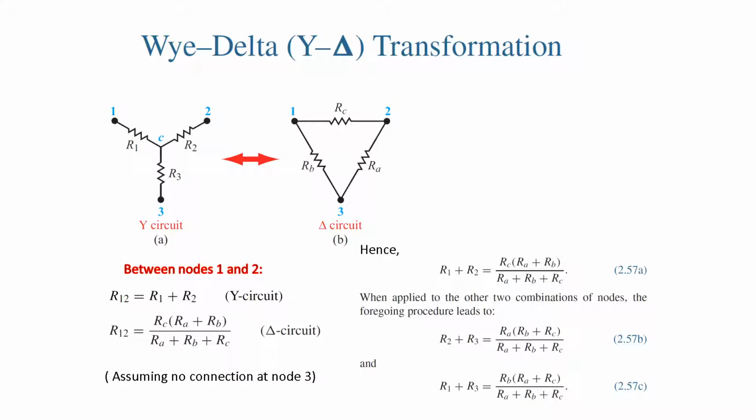The Y to delta transformation, or delta to Y, is a reversible transformation, which is what that red arrow back and forth is saying. You can mathematically take the Y circuit and get to the delta circuit, or the delta circuit and get to the Y circuit. So in solving different types of problems, sometimes it might be advantageous to use one versus the other.